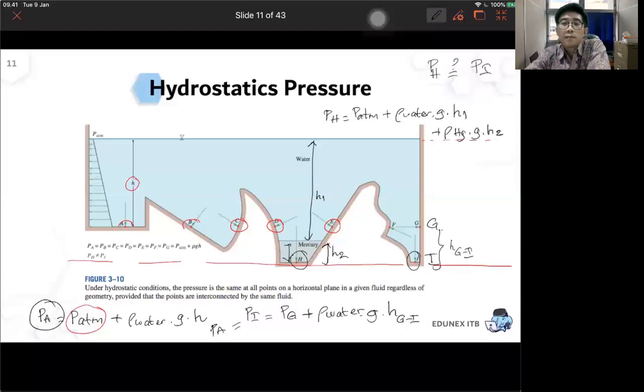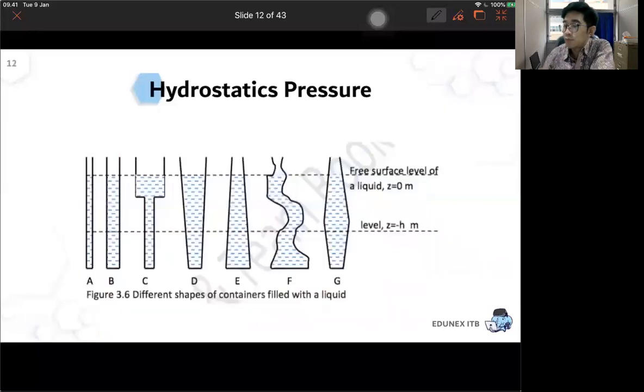Okay, let's continue. So, please remind again the properties of water, for example.